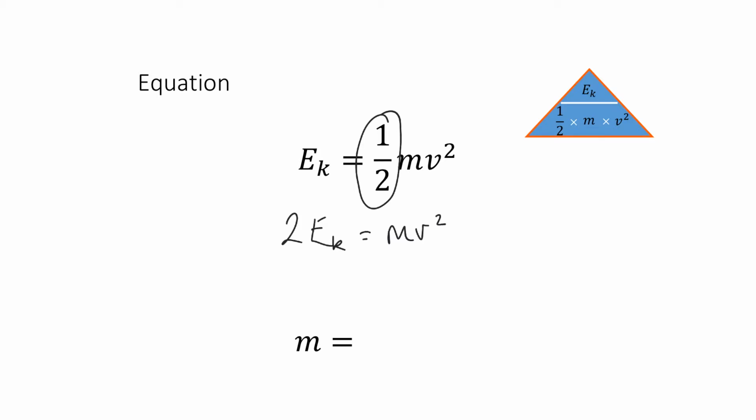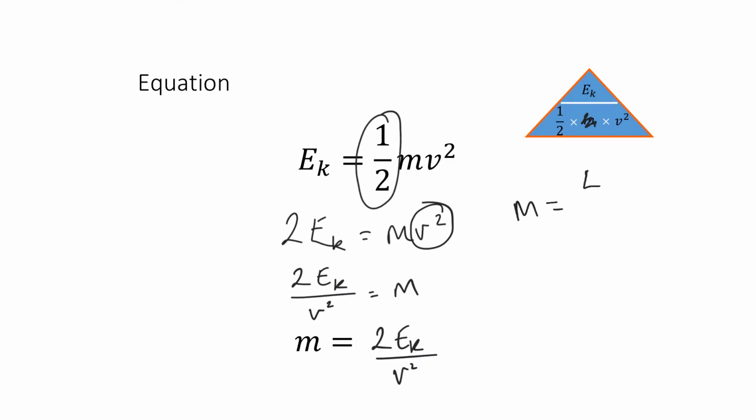Then we need to move the velocity squared to the other side of the equation. So 2 kinetic energy over v squared equals mass. So we can then write that as 2 EK over v squared. So let's just compare that to our triangle that we wrote on the previous page. So we cover up the term mass. So mass equals EK over a half v squared.